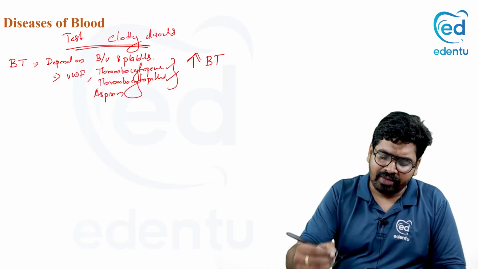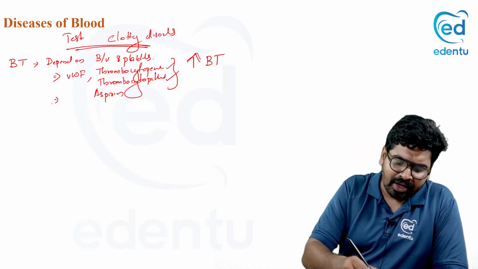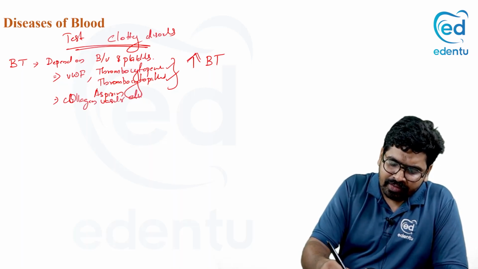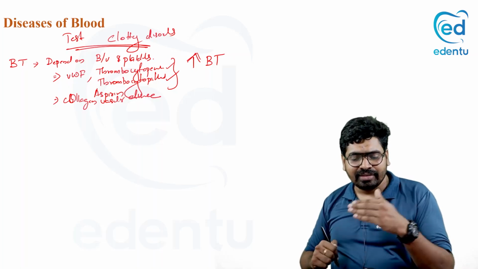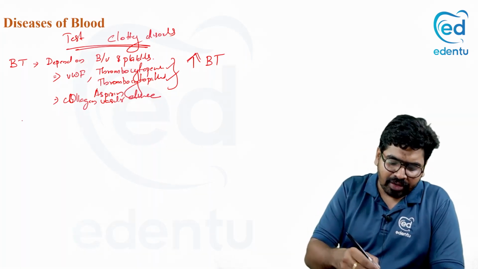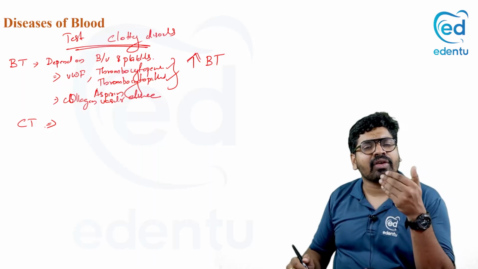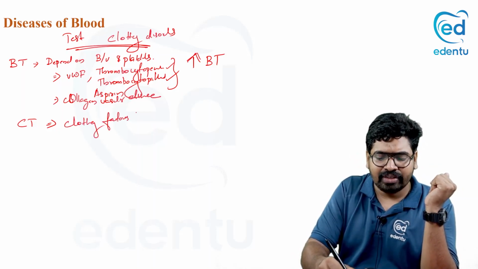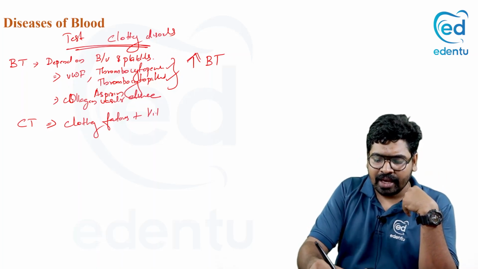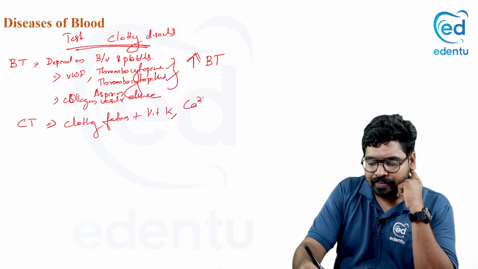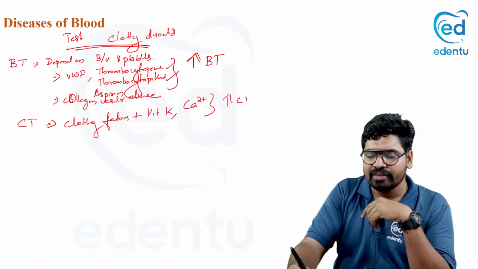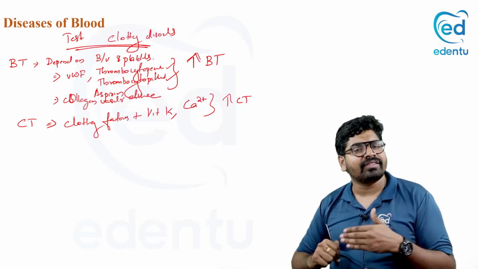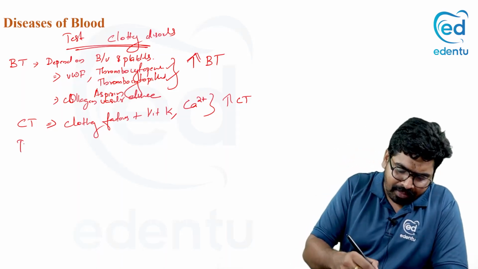So in these cases you have increased bleeding time, or you have a collagen vascular disease, which will affect your blood vessels. In such cases you have increased bleeding time. Now coming to the clotting time, what are the things that affect your clotting time? Any of your clotting factors, if defective, or vitamin K or calcium. If there is any defect in these, there is an increased clotting time. Now coming to prothrombin time.